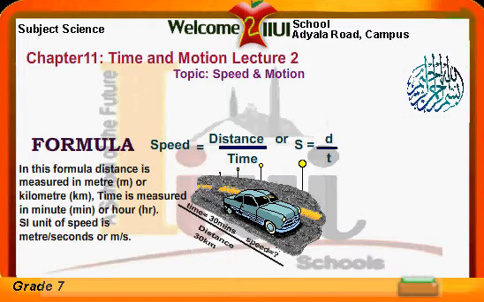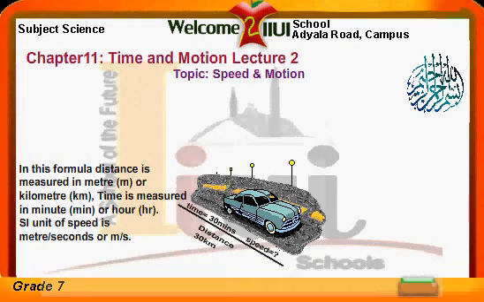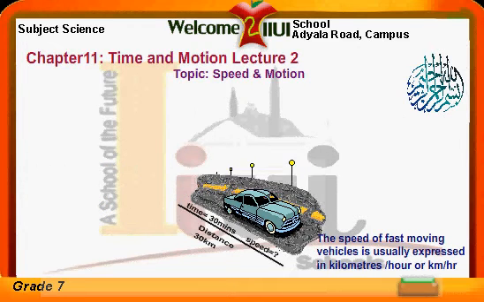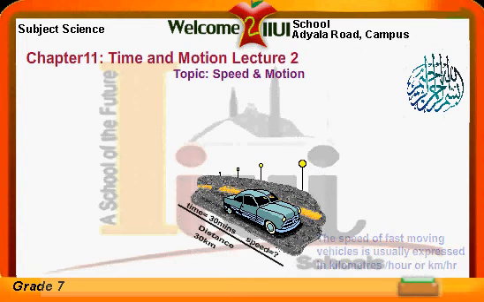Students, in this formula, the distance is measured as meter or kilometer and time is measured as minutes or hours. Therefore, in SI unit, the unit of speed is meters per second. Dear student, the speed of a fast-moving vehicle is usually expressed in terms of kilometers per hour.